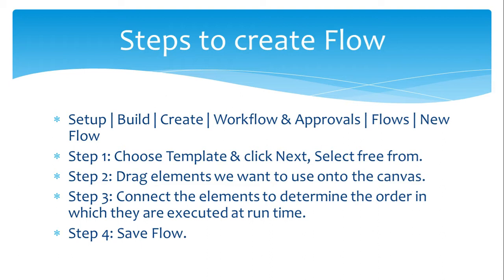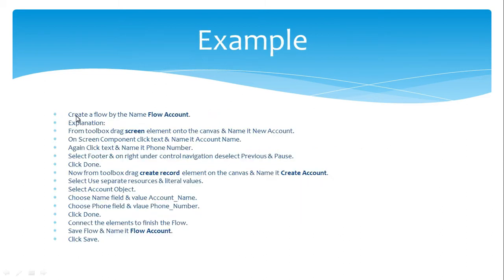Step 1. Choose template and click next. Select freeform. Step 2. Drag the elements we want to use onto the canvas. Step 3. Connect the elements to determine the order in which they are executed at runtime. Step 4. Save the flow. For example, create a flow by the name flow account. Explanation: if you are not getting the explanation right now while doing the practical, just see this explanation.